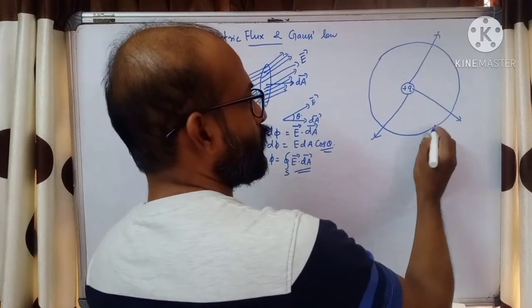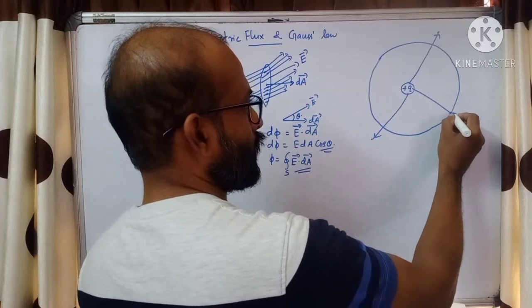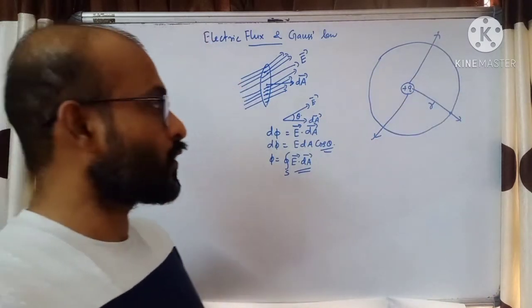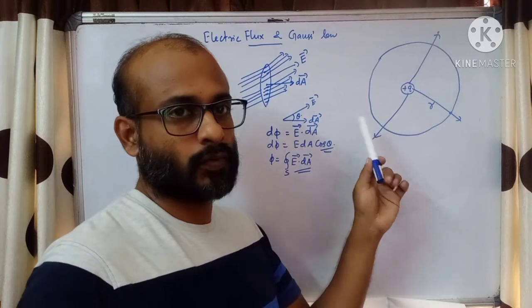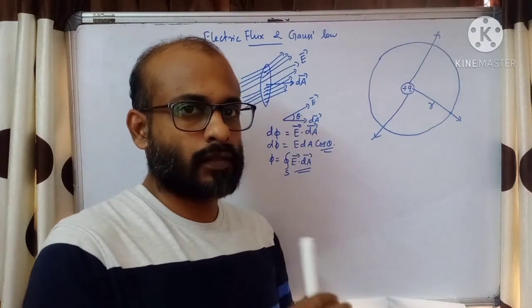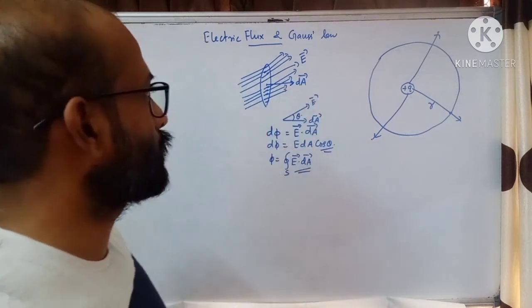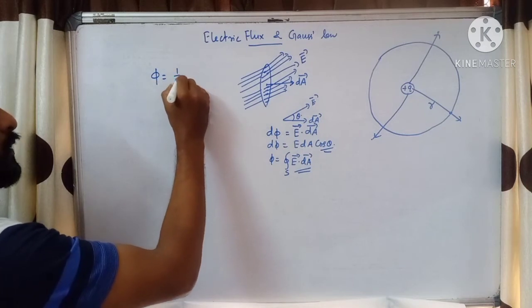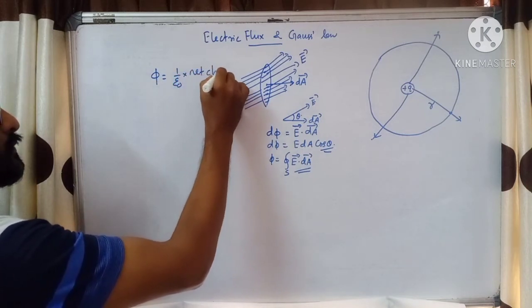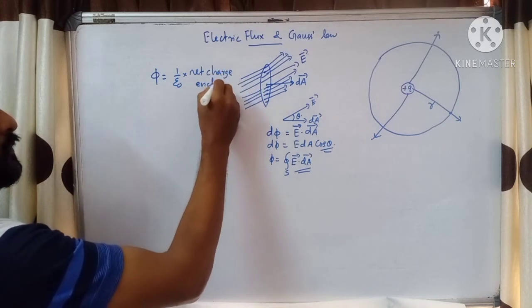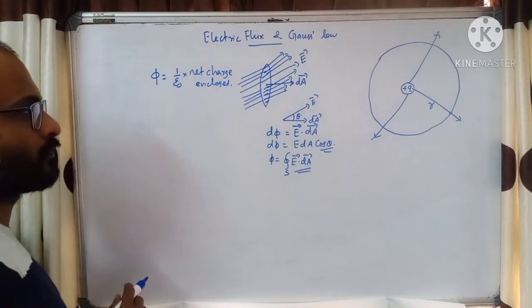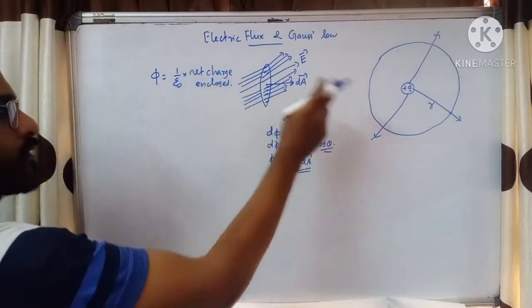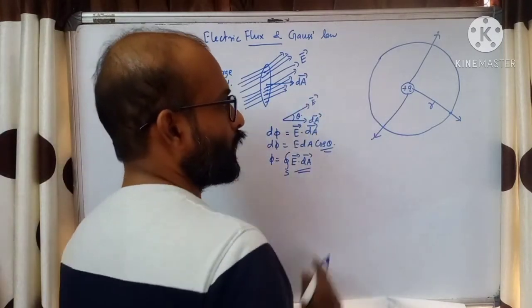What we need to find is, let R be the radius of the sphere, the total electric flux passing through the entire surface of the sphere. According to Gauss's theorem, the total flux coming out of the closed surface will be equal to 1 by epsilon 0 times the net charge enclosed by this sphere. If Q is the net charge enclosed, the total flux through this sphere will be equal to 1 by epsilon 0 times the net charge Q. That we need to find out. Now we need to prove this.